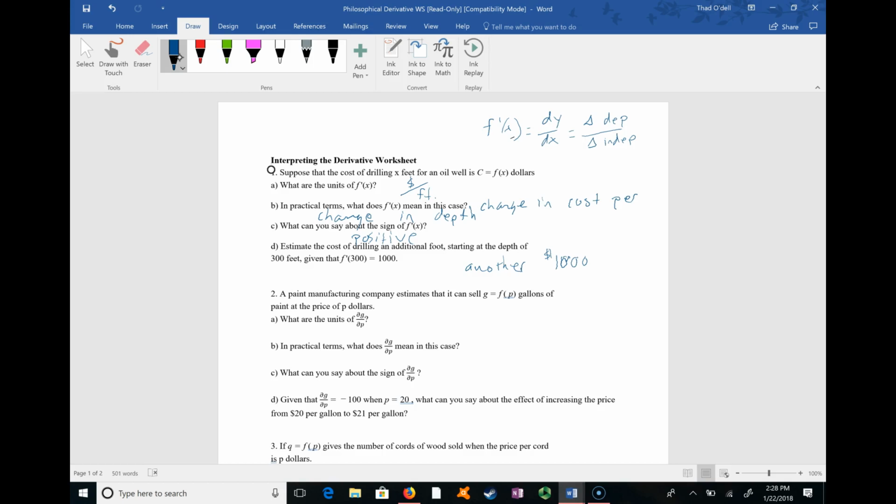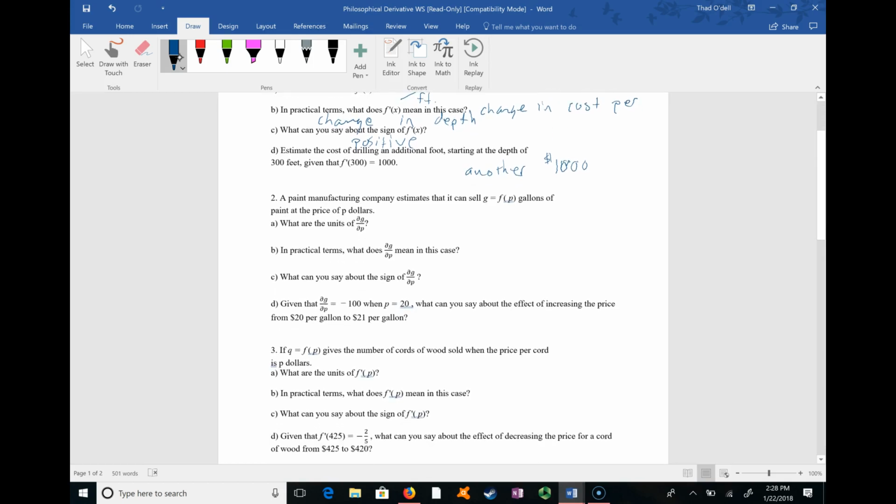Number two, a paint manufacturing company estimates that it can sell. I think we talked about this one in class, so I'm going to just run through it real quick. So what are the units? That would be gallons sold divided by dollars. I guess I don't need the sold if I'm just talking about units. It's just gallons per dollar, right?